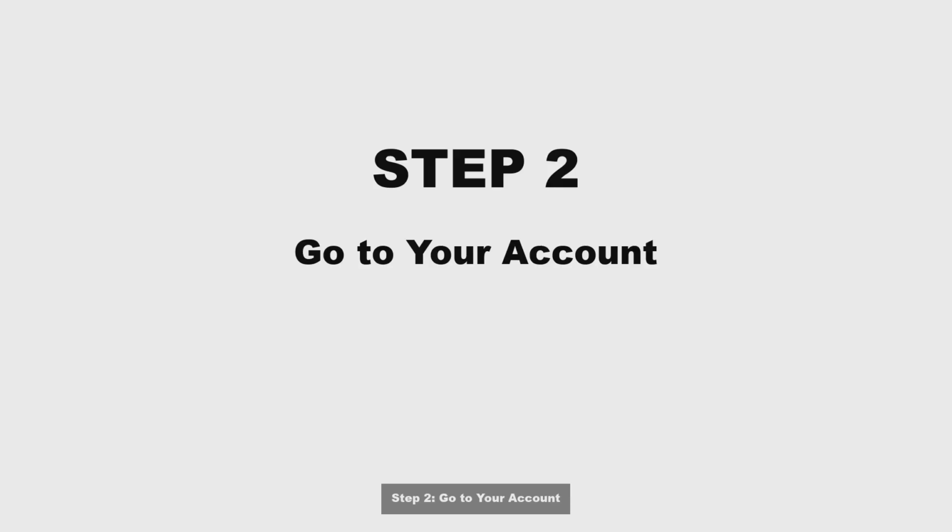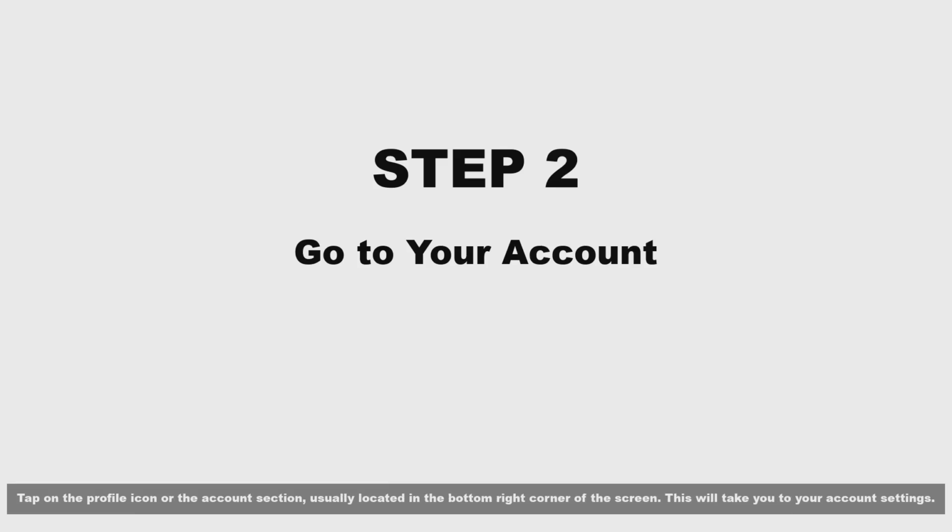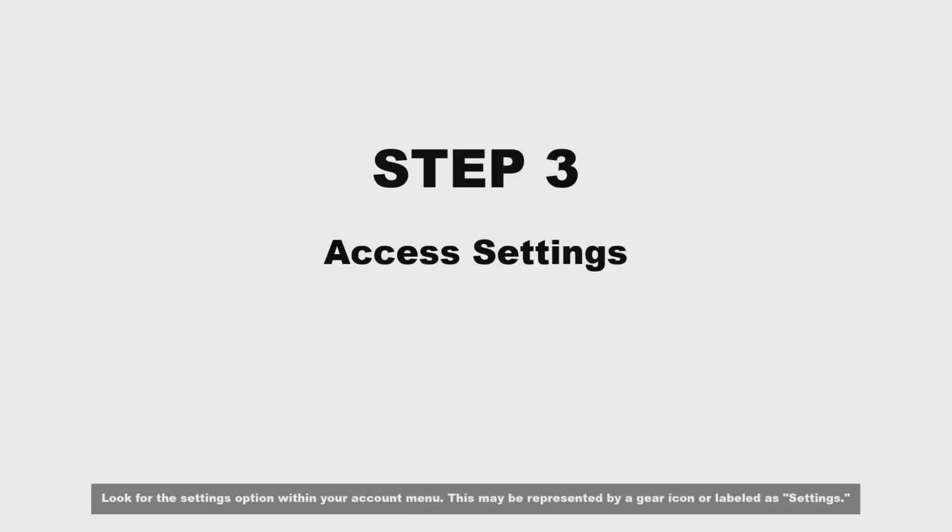Step 2. Go to your account. Tap on the profile icon or the account section, usually located in the bottom right corner of the screen. This will take you to your account settings. Step 3. Access settings. Look for the settings option within your account menu. This may be represented by a gear icon or labeled as settings.